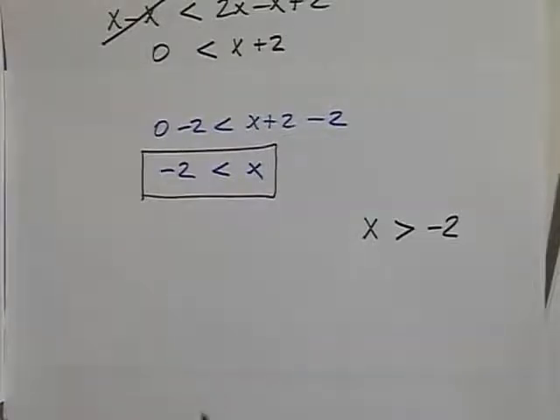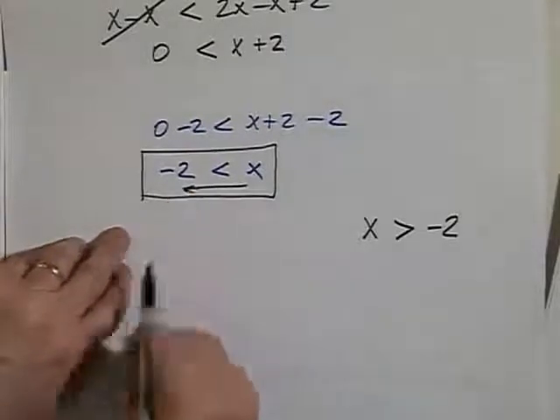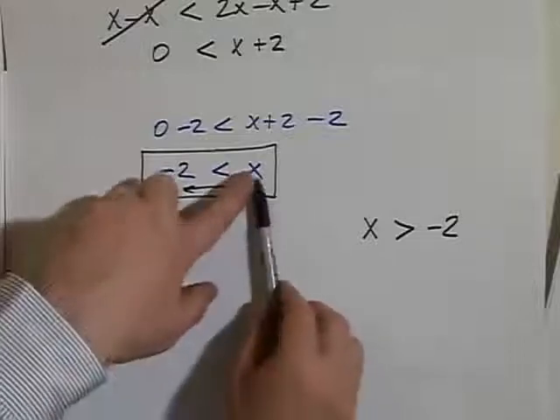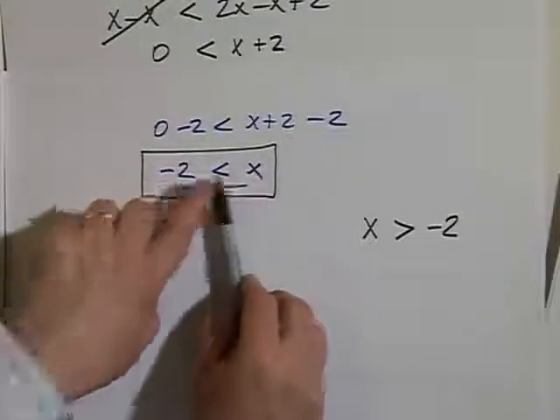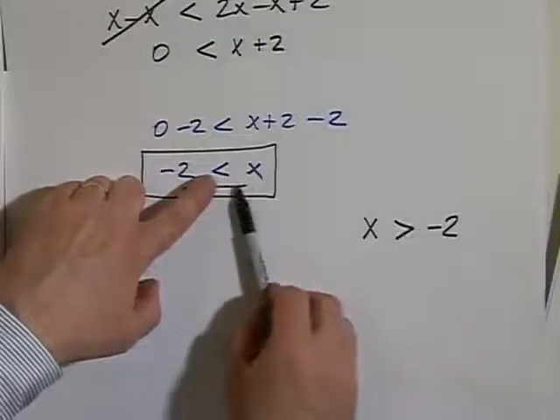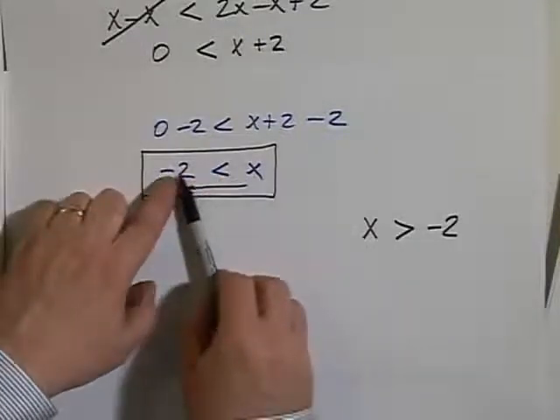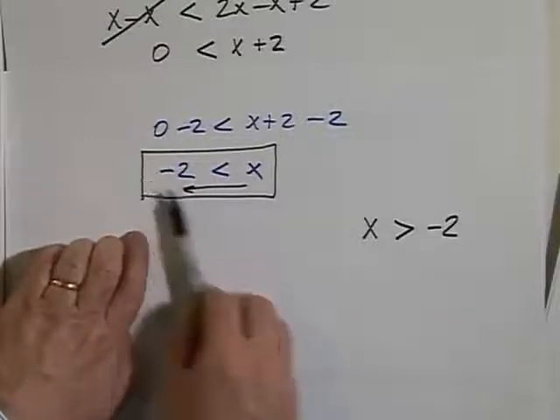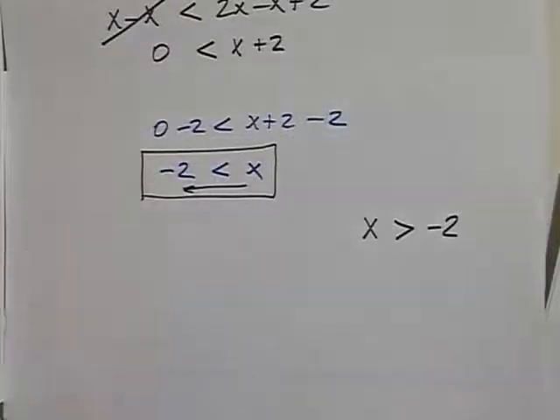What's happened here is that I'm reading left to right, right to left. If I read this way and move from x to the minus 2, the wide part is the first thing I see. So x greater than minus 2 is the way I read it. x greater than minus 2.